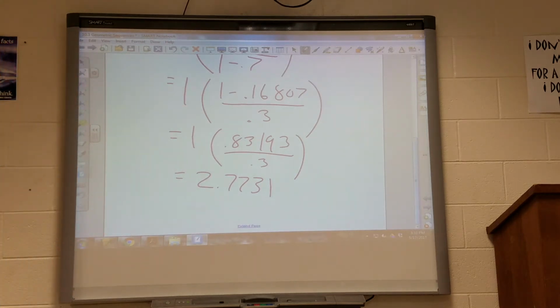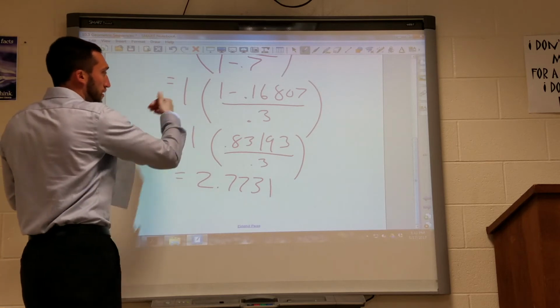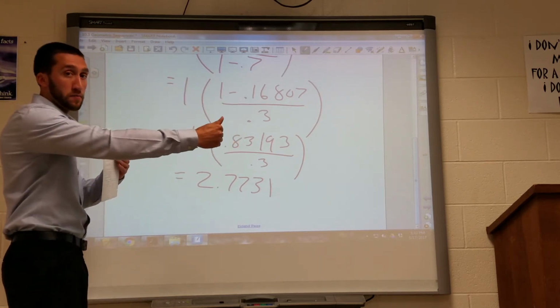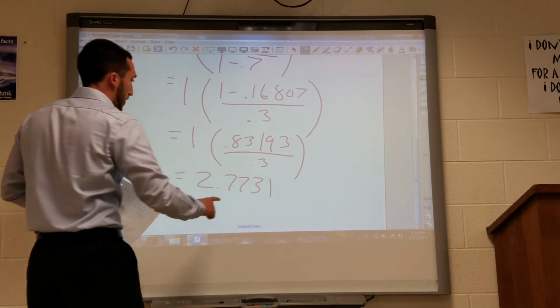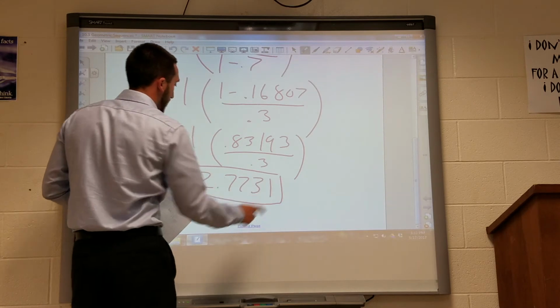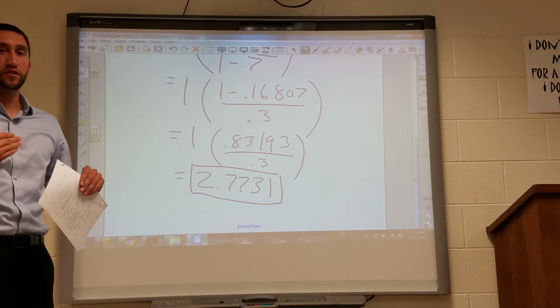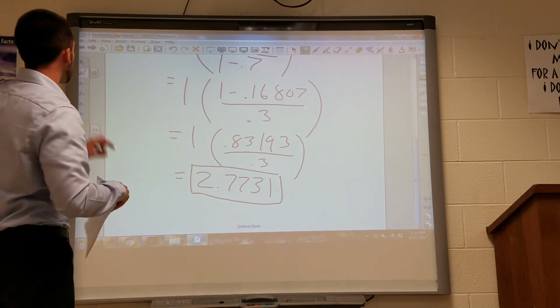So the partial sum, the sum from the first term, which was 1, to the 5th term, I didn't even need to find the 5th term, but when I add up those terms, I get 2.7731. The question may ask you to specifically round. If not, try to keep it as exact as possible.